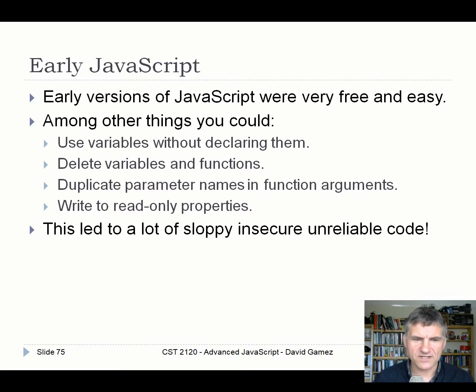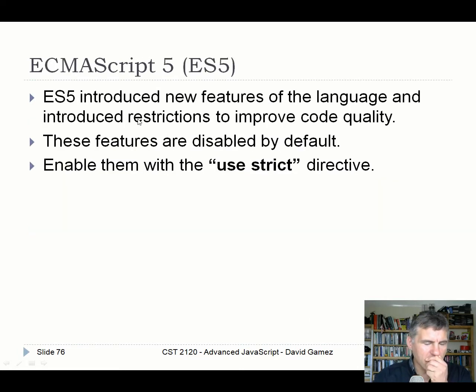So in these early versions, you could use variables without declaring them, delete variables and functions, duplicate parameter names in function arguments, and write to read-only properties. You could do basically a load of things that led to sloppy, insecure, unreliable code that was difficult to debug. In some function you might overwrite some global variable, which you weren't really aware of, just because you missed out the var keyword somewhere. JavaScript has a bit of a bad reputation, and part of that comes from these kinds of things that you used to be able to do in it. People recognized these problems and introduced new features and restrictions on what you can do with JavaScript to improve code quality.